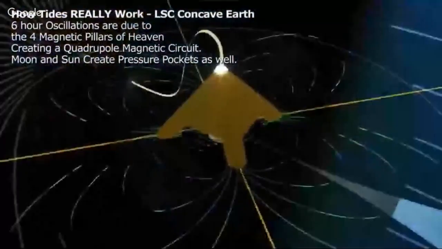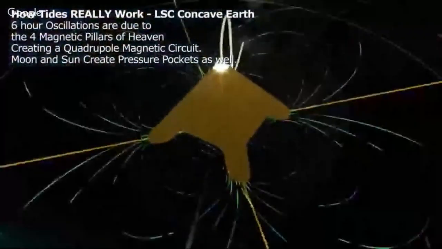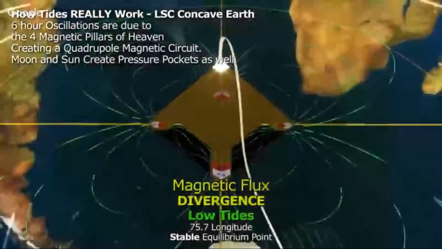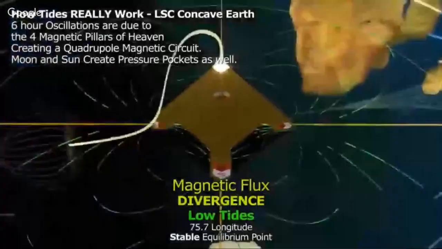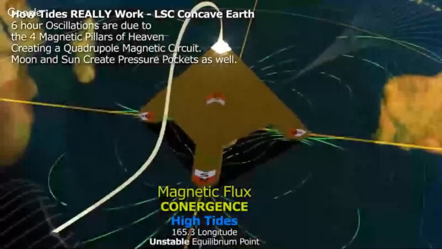they are being created. The low areas and high areas are being created because we have a quadrupole magnetic current within the pillars of heaven, within the earth, within the concavity of the earth. That's the only way it can work, guys.